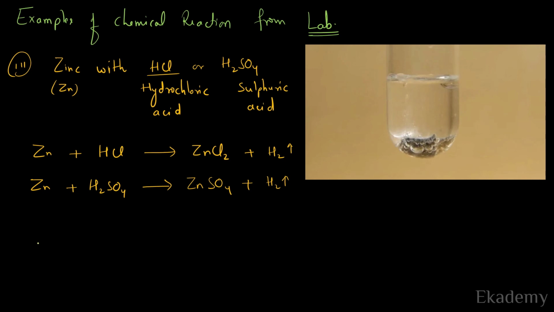So these are a few examples of chemical reactions that we can perform in a lab. Now, in the next lecture, we will see all those parameters which help us to decide whether a chemical reaction has taken place or not.